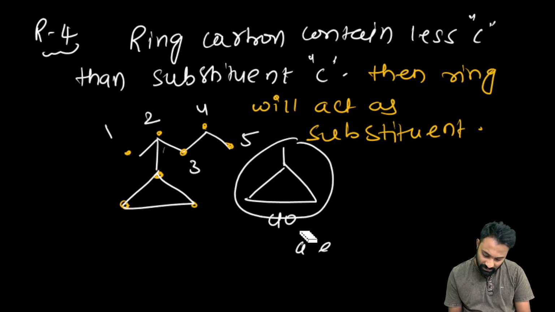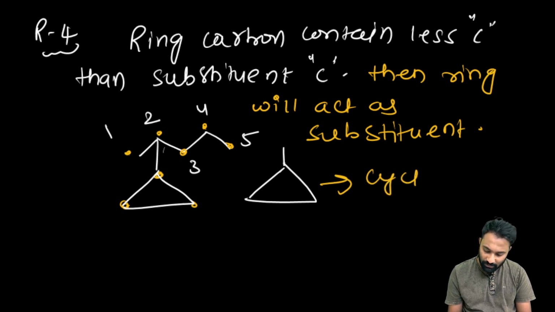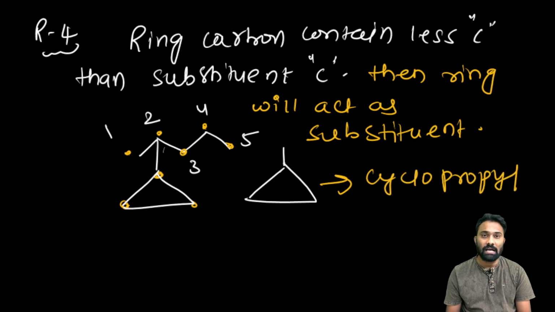Now what is the name of this compound? From an alkane, if you remove one hydrogen, it becomes an alkyl group. From this cyclopropane, if I remove one hydrogen and it is attached to the parent carbon chain, then the name of this group will be cyclopropyl.